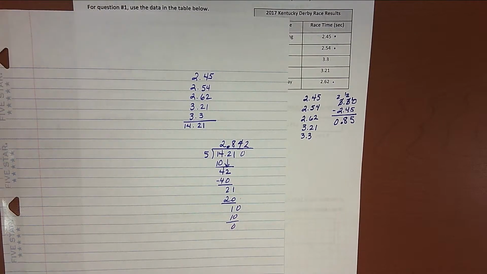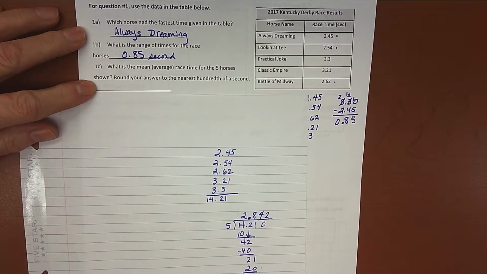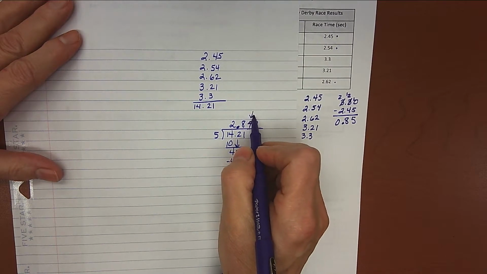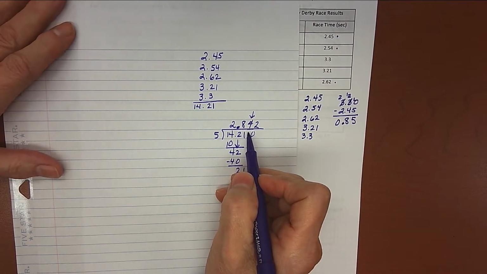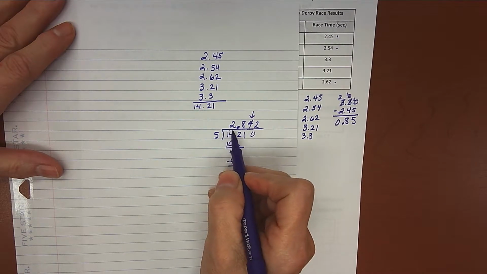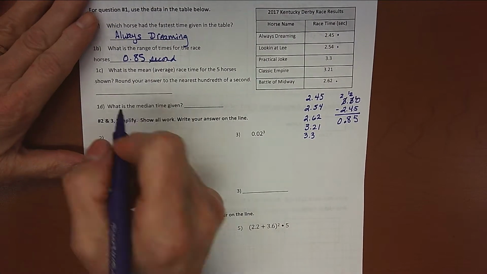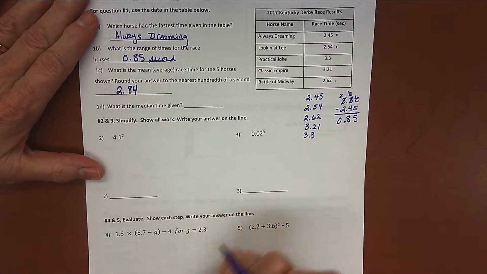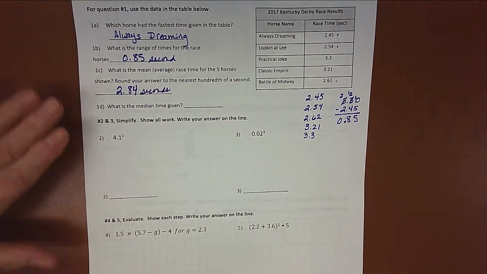So 2 and 842 thousandths, but be careful here. My directions say round to the nearest hundredth of a second. So the 4 is in the hundredths place, and the 2 tells me to leave that alone. Don't bump it up to a 5. So the answer that I want to write down is 2 and 84 hundredths because I was asked to round. All right, so 2 and 84 hundredths seconds is the mean average of the races.